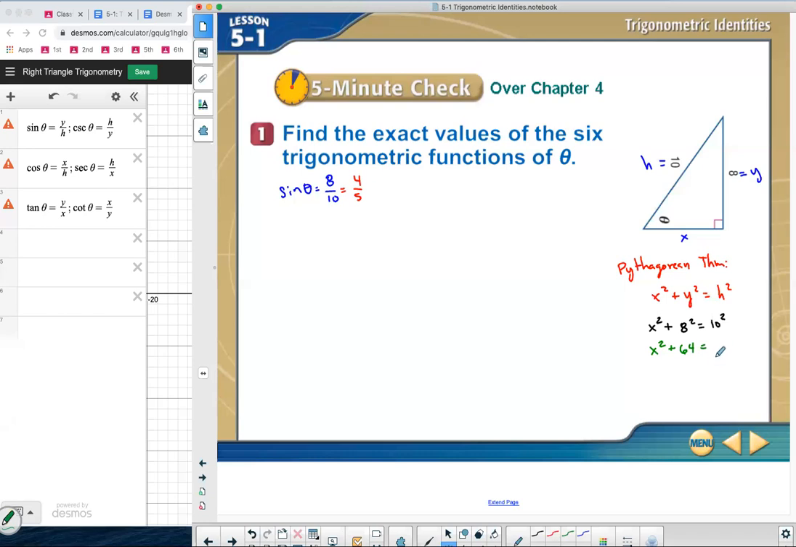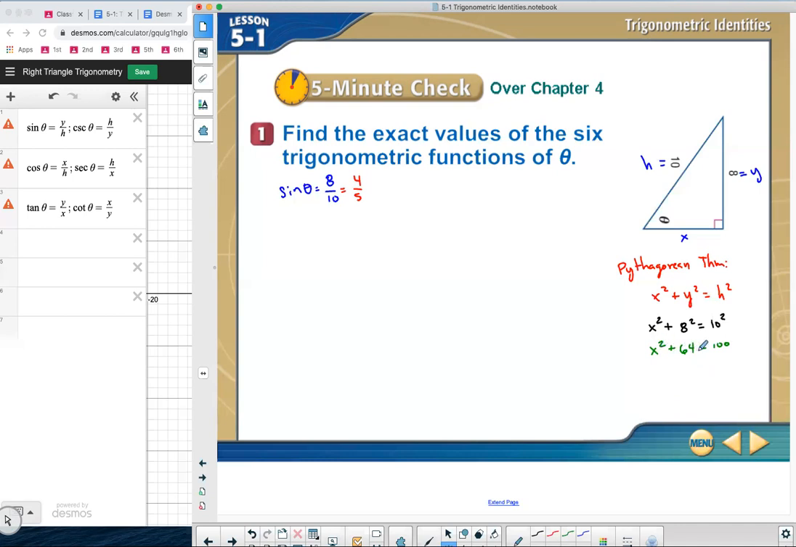10 times 10. 100. There we go. 100. All right, to solve. And right now I need to get x squared, or x rather, isolated.